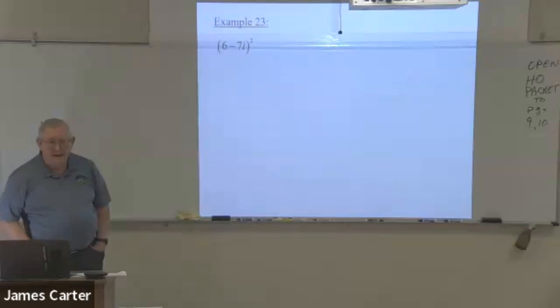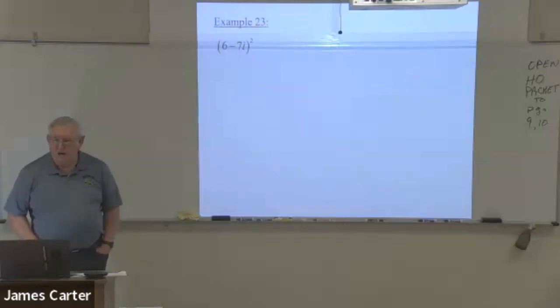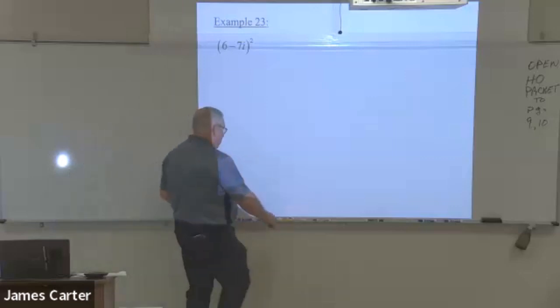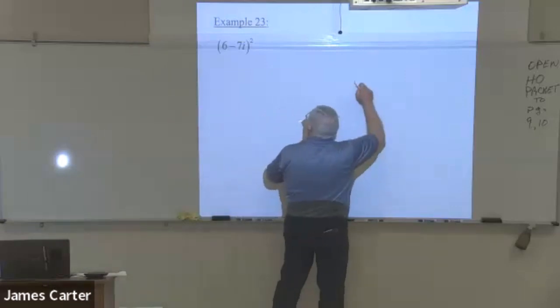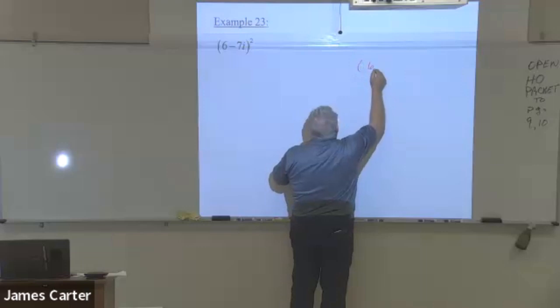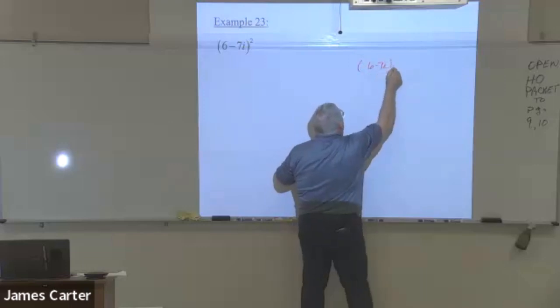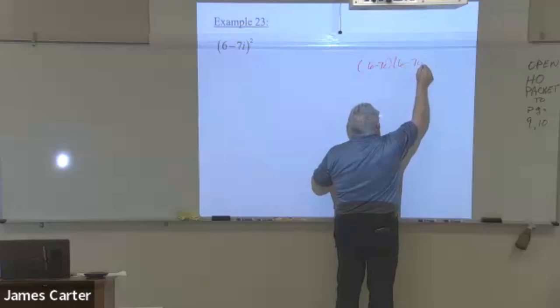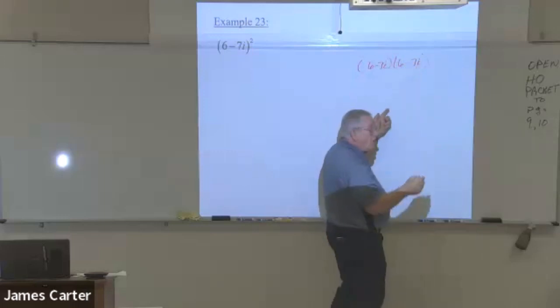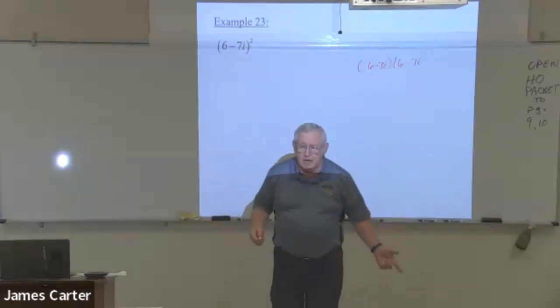Uh-oh. A binomial square. There's actually a shortcut we're going to take on this one. But I'm not ready to show you the shortcut yet. So we're going to do this one the long way. We're going to make this thing into 6 minus 7i times 6 minus 7i. Well, we're going to work it the same way as last time, okay?